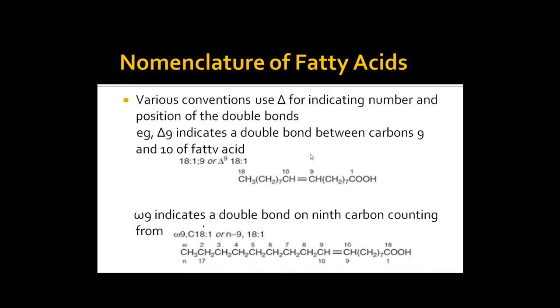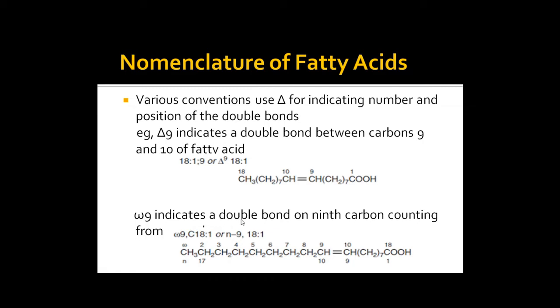Various conventions also use delta for indicating the number and position of double bonds. For example, delta 9 indicates a double bond between carbon 9 and 10 of a fatty acid. So 18:1 delta 9 means a fatty acid with 18 carbons having one double bond at carbon number 9. That means between carbon 9 and 10. This can also be written as delta 9 18 colon 1.